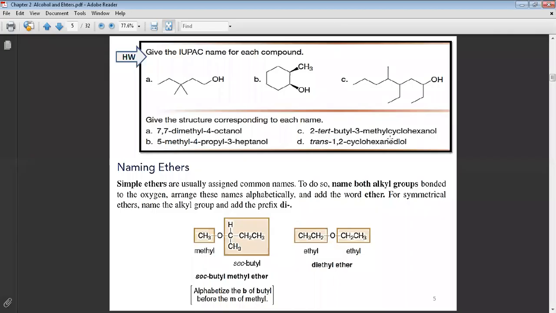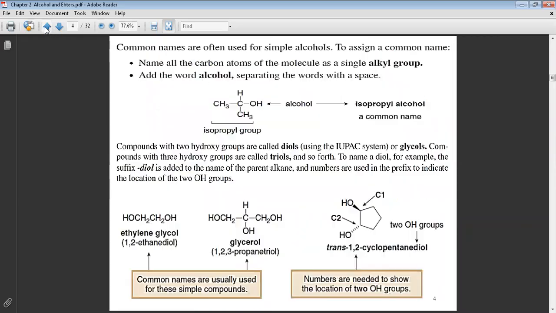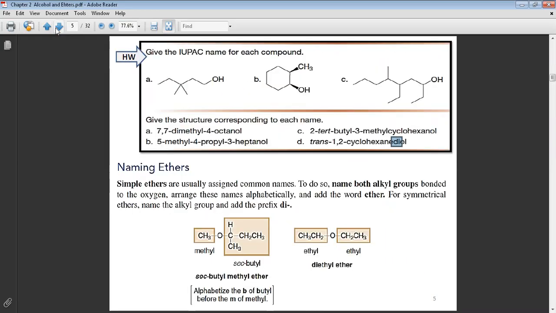Look, be careful here. We have diol. That means we have 2 hydroxyl groups bonded to the cyclic compound. Cyclohexane, exactly like this, but here hexane, not pentane. This alcohol. Now, naming for ethers.